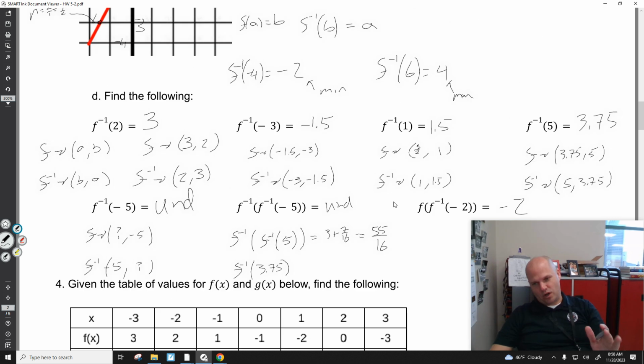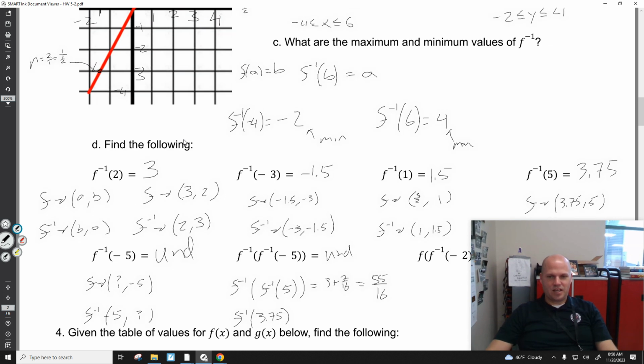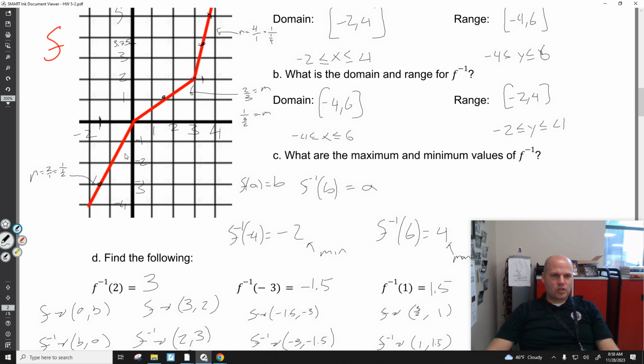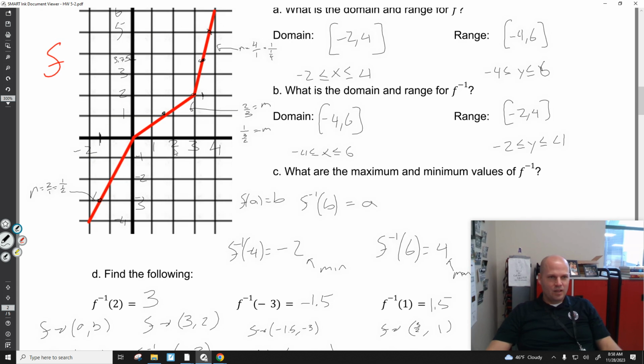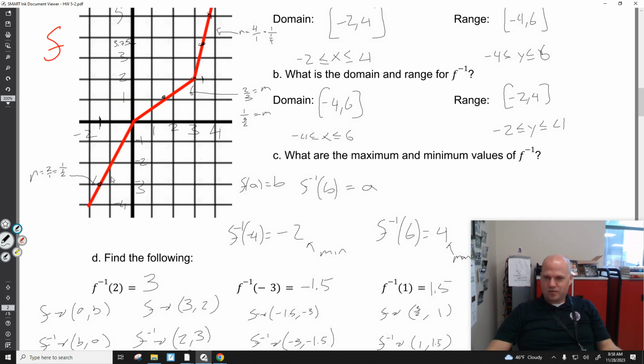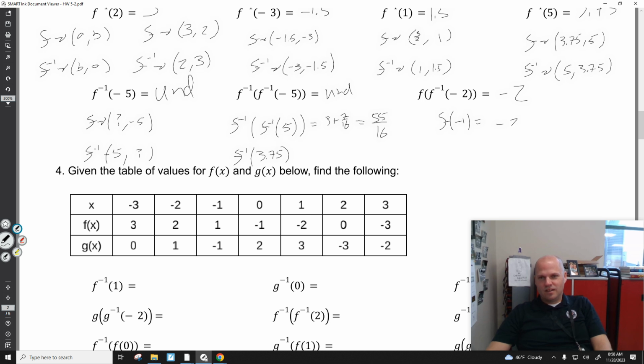Now, if you do the work, let's see. When is the y coordinate -2? It's at -1. What's F of -1? F of -1 is -2. I looked at the output, went backwards. Unnecessary. Inverses will undo what's being done.